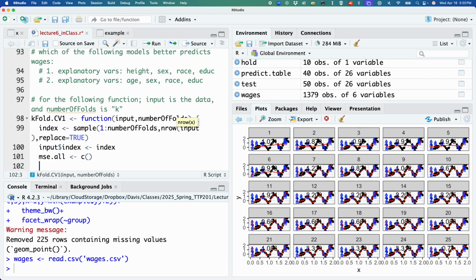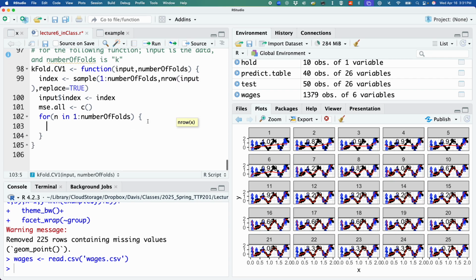Okay. So if you guys remember in the pseudocode, we had that step 3 where I execute this thing, and I'm going to do that a number of times. And how many times am I going to run a regression model in this procedure? K times, right? So I'm going to do for n in 1 through number of folds, which is our k. Okay.